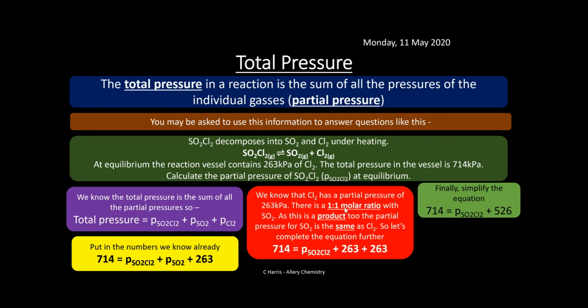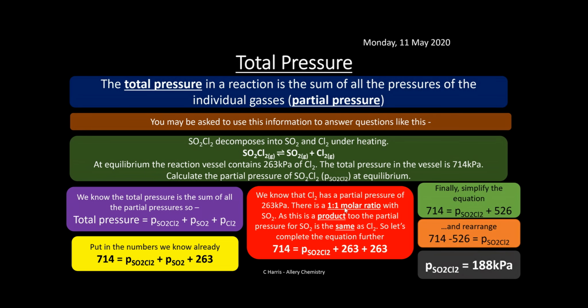So then we simplify this equation, and so we're going to say, right, 263 plus 263 is 526. So we've got 714 equals the partial pressure of SO2Cl2 plus 526, and I think you know where we're going here. We're going to rearrange it to get SO2Cl2 as the subject, so we do 714 minus 526, and we get our partial pressure of 188 kilopascals. So you can see there, it's fairly straightforward. It's just the sum of everything equals the total pressure, which is fine.